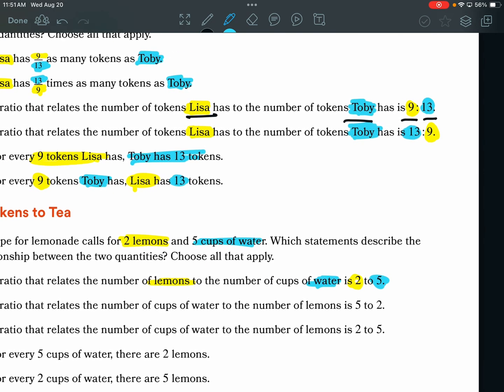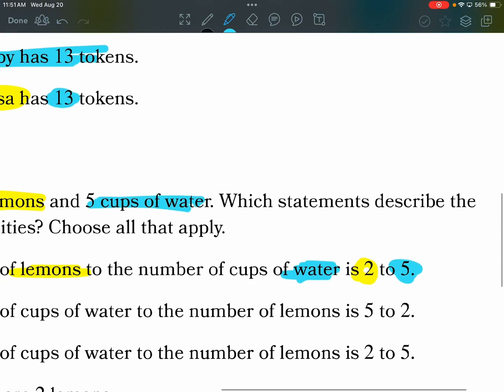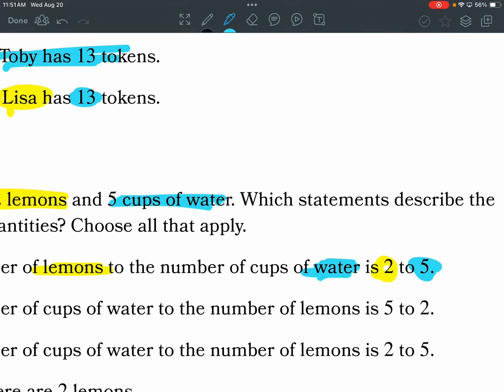You want me to zoom in? Sometimes when I zoom in, it confuses people. Don't get confused. Okay, so you see yellow, blue, stays in order, right? So is that true or false? True. That is true.